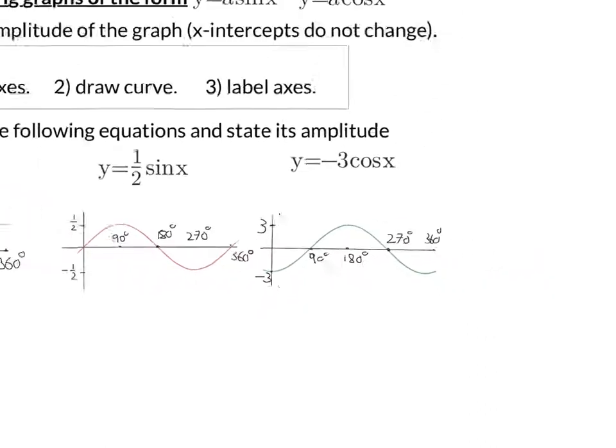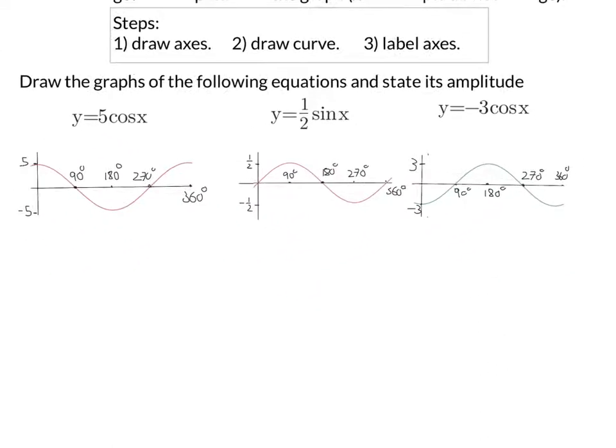Okay, and then lastly for all of these, we just need to state their amplitudes. So the first one, it has a max of 5 and a minimum of -5. So 5 take away -5 is 10. So the amplitude of the first one is 10.